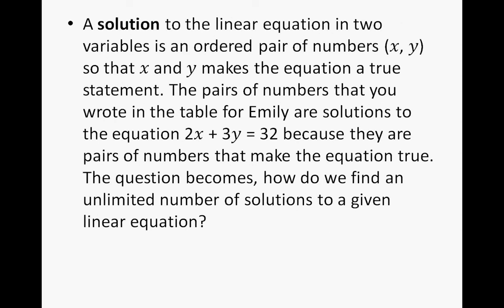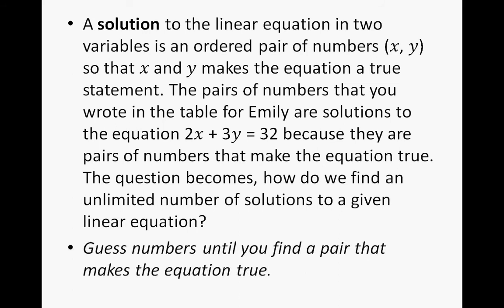A solution to a linear equation in two variables is an ordered pair of numbers, x comma y, so that x and y make the equation a true statement. The pairs of numbers that you wrote in the table for Emily are solutions to the equation 2x plus 3y equals 32, because they are pairs of numbers that make the equation true. The question becomes then, how do we find an unlimited number of solutions to a given linear equation?